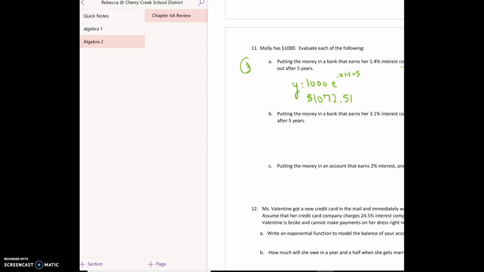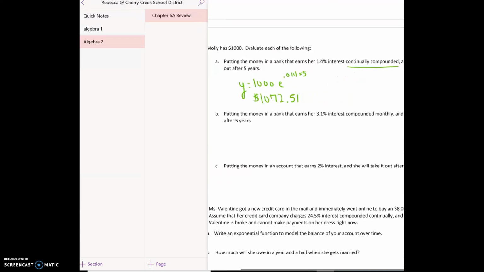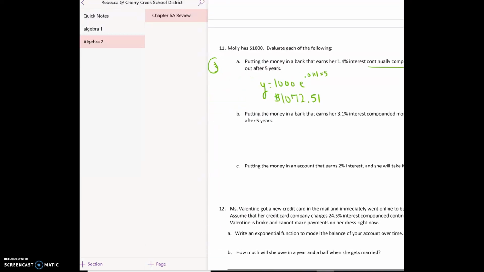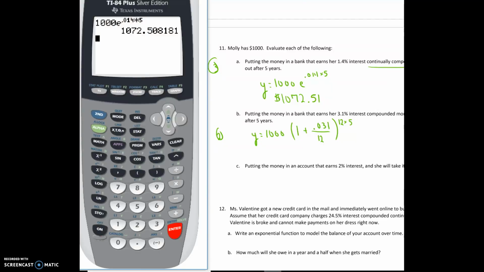All right, next one. This time she is going to be putting the money in, and it's going to be compounded monthly, and she will take it out after 5 years. So this is formula number 2. So it's going to be Y equals the initial amount. So again, $1,000. It's going to be 1 plus my rate. This time it's 0.031 as a decimal. Monthly means my N would be 12, and then the 12 appears again here, and after 5 years, I would do this times 5. So I'm going to go back to the calculator, to the main screen, and I'm going to type in 1,000, parentheses, just type it in left to right.